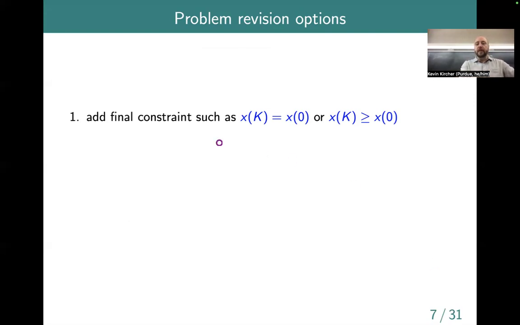One way to handle this would be to say, look, you need to leave the battery in the final time step with whatever energy you had when you began. We could impose this as a constraint, or you could say you need to at least have as much as you began with. If you want to add more, that's fine too. So this is an inequality constraint. That's one option: add constraints.